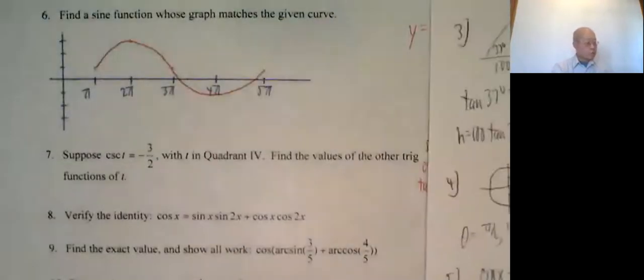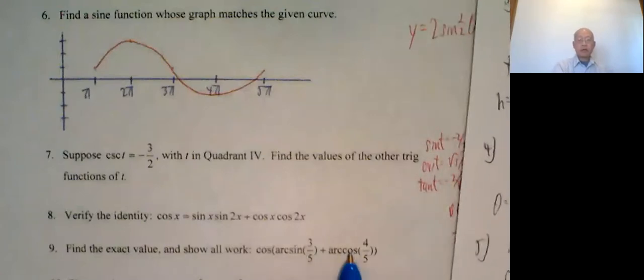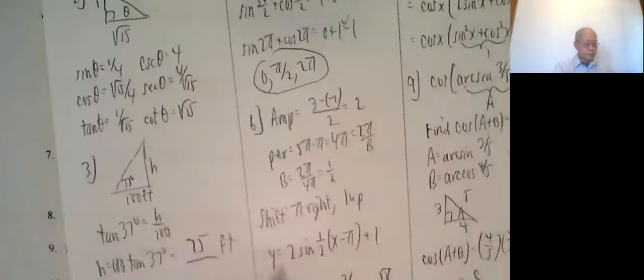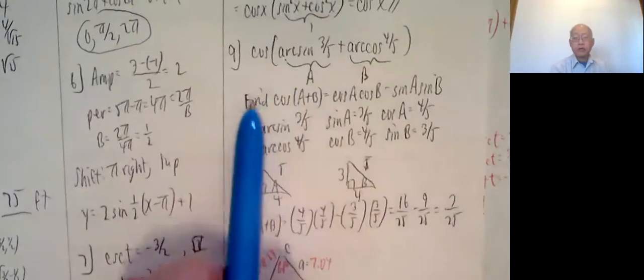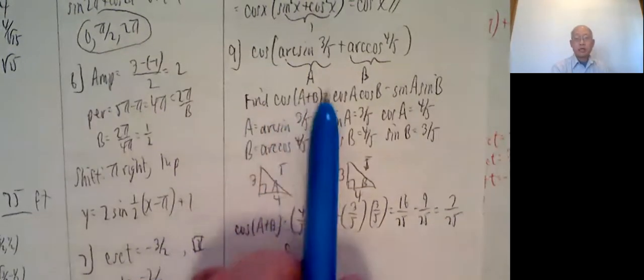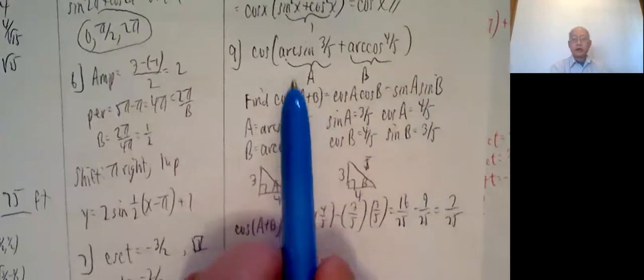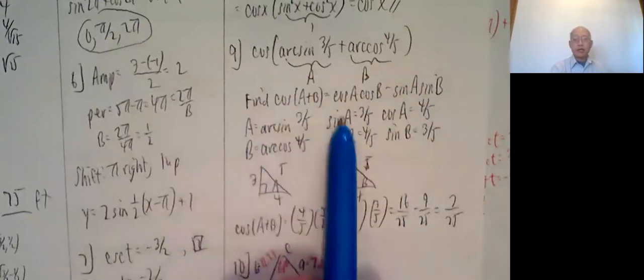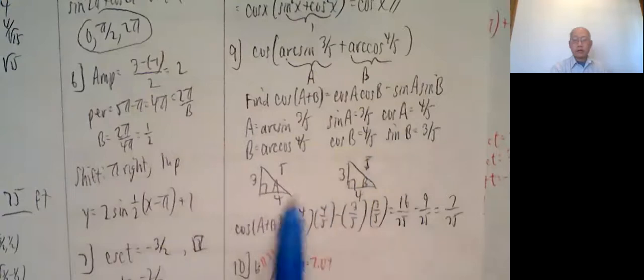And number 9, cosine of arc sine 3/5 plus arc cosine of 4/5. So call that A, call that B. Ultimately, I'm trying to find cosine of A plus B, which is cosine A cosine B minus sine A sine B. If A is arc sine 3/5, that means sine of A is 3/5. Draw myself a triangle. Sine is opposite over hypotenuse. We have a 3 and 5. That means this is a 3, 4, 5 triangle, which means the cosine of A is 4/5.